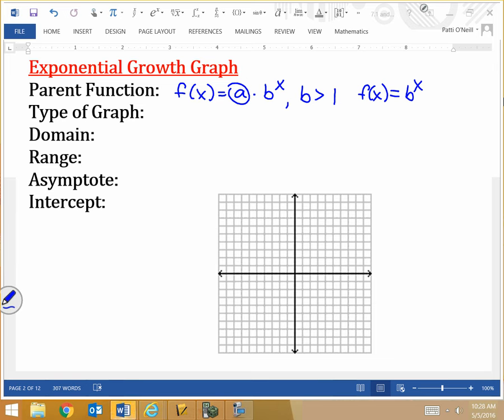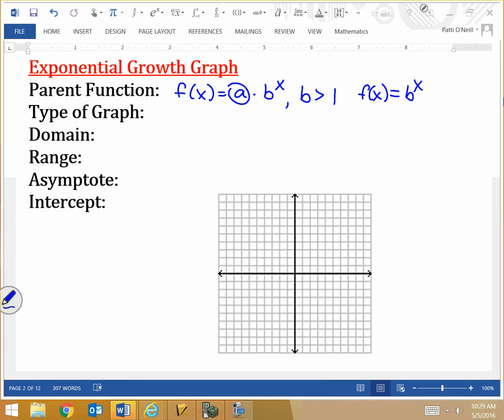Just if you want to consider it, if x is equal to 0, that makes the exponent 0. b to the 0 power is equal to 1. 1 times a would give you a, which means that our initial value will be whatever that value of a is. But like I said, we'll discuss it a little bit further in class.